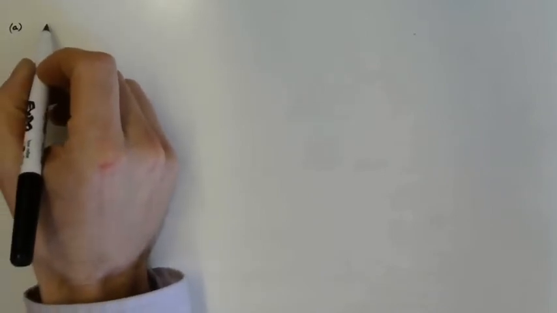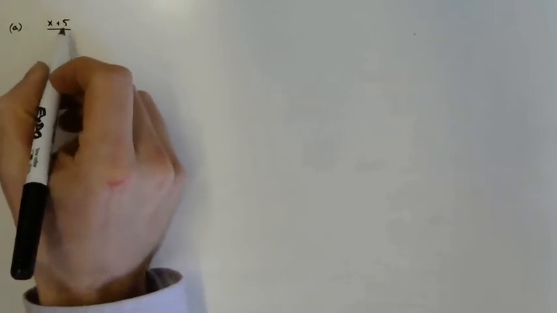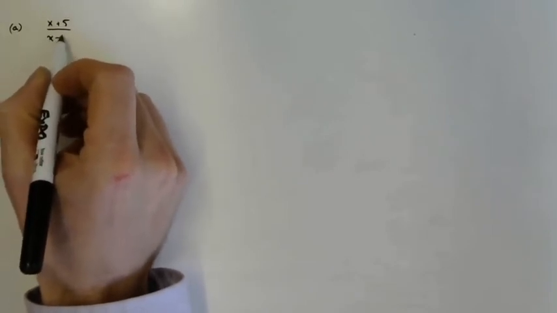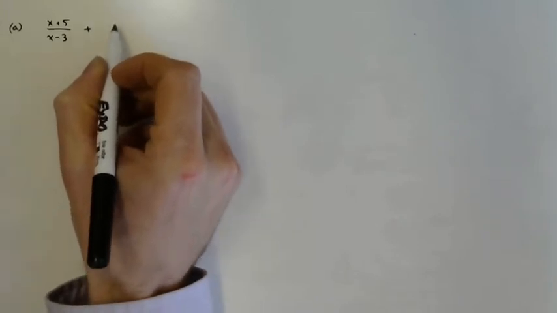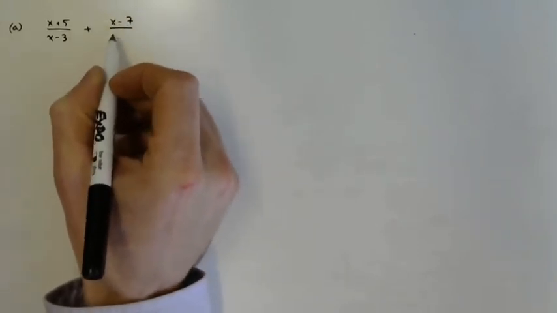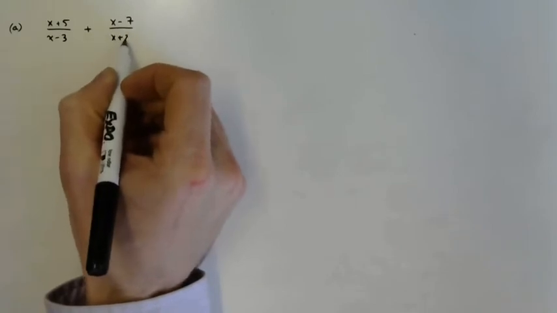Okay, example 4, we are adding and subtracting rational expressions with polynomial denominators. So this time the process is the same. We're going to form a common denominator, but the trick is going to be in forming that the right way. So we have x plus 5 over x minus 3 plus x minus 7 over x plus 2.